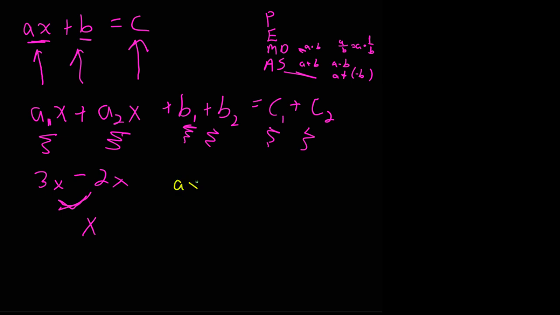So I'm going to rewrite this in this form here. And so our idea is to get x on its own. So I would subtract b from both sides. And then divide both sides by a.